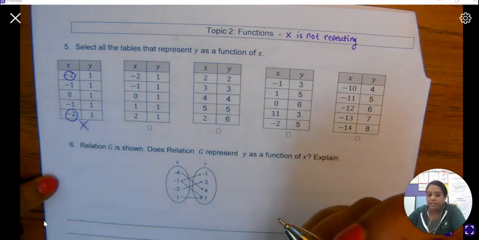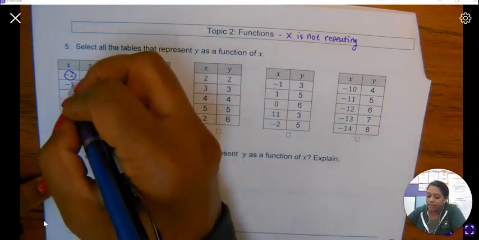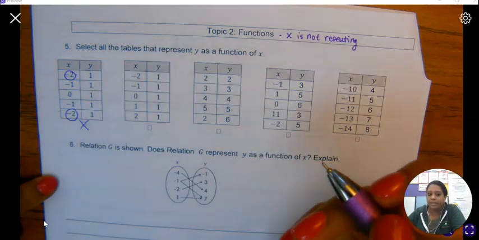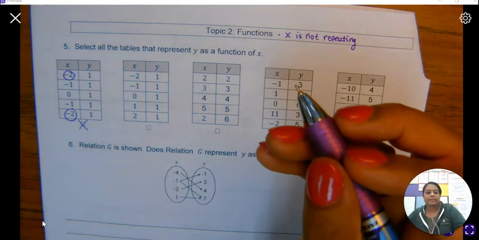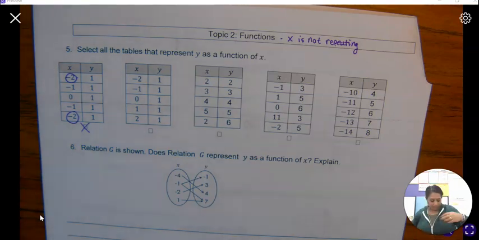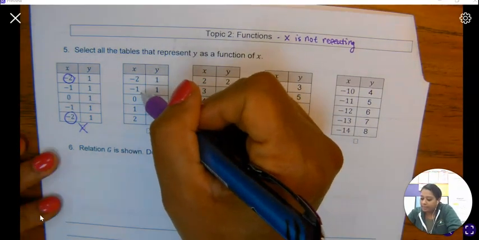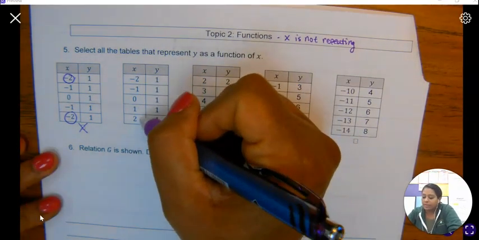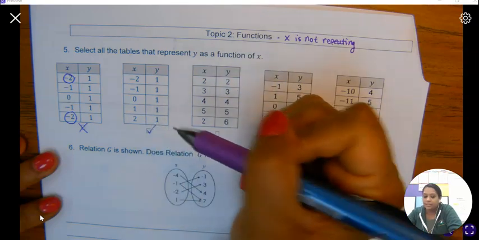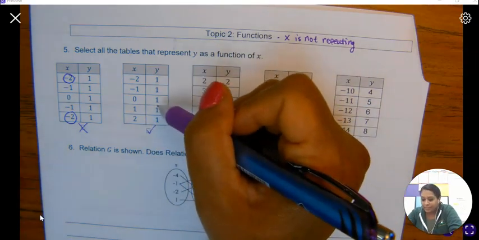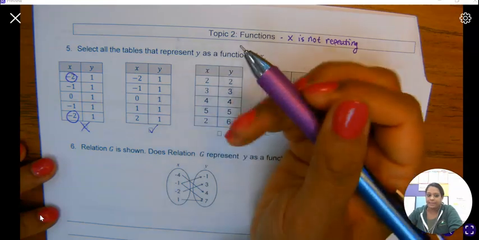So if x is repeating anywhere, then it is not a function, okay? I'm going to cross it out. That's not a function. And in fact, I have -1 also repeating. So the next one, do we have anything repeating? No. Which means that this is a function. It's okay if the y is repeating, but the x cannot repeat.